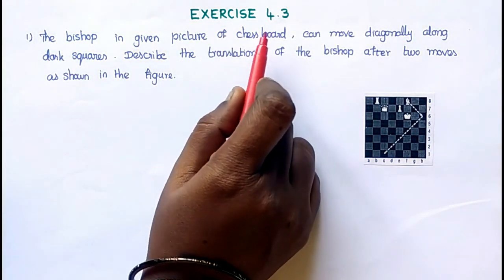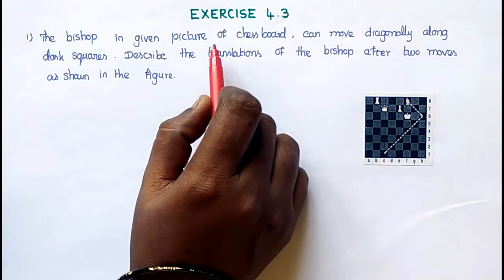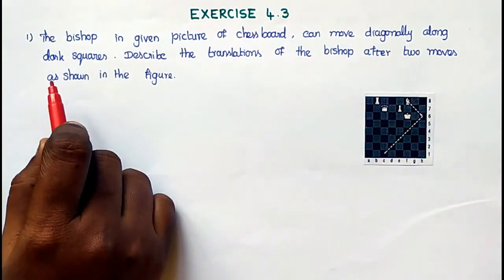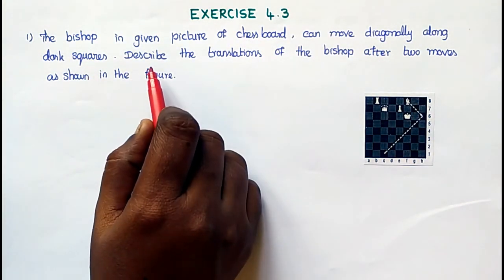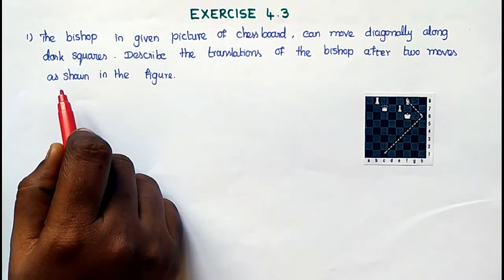Exercise 4.3, first question. The bishop in the given picture of a chessboard can move diagonally along dark squares. Describe the translation of the bishop after two moves as shown in the figure.